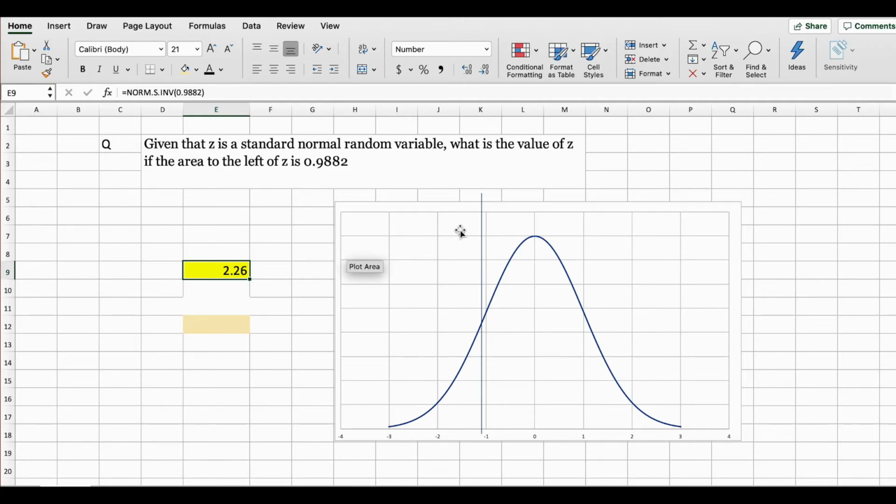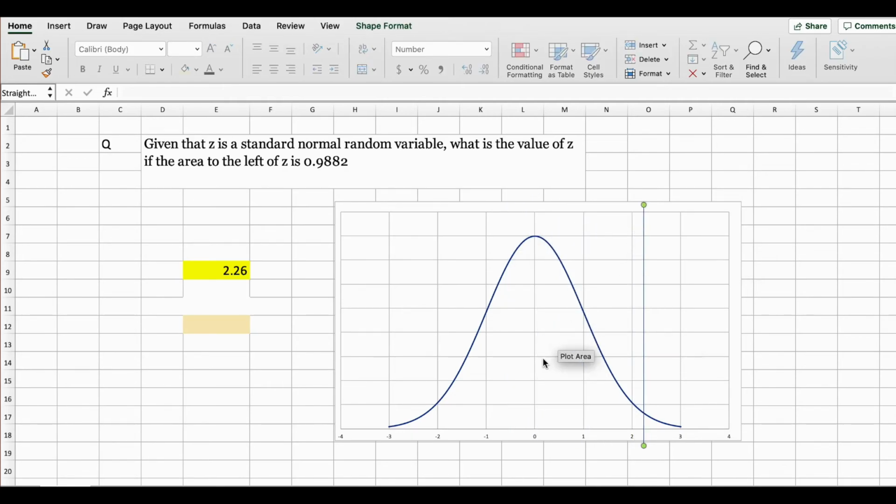Now what this means is, on your horizontal axis, positive 2.26 should be around here. The area on the left side of this line under the curve should equal 0.9882.